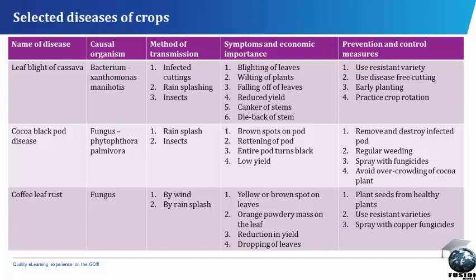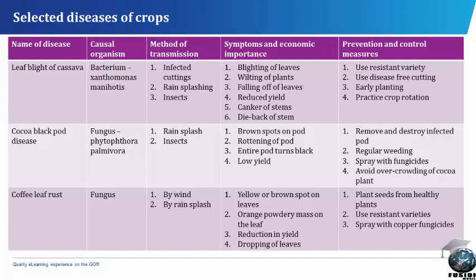7. Leaf blight of cassava. Causal organism: bacterium Xanthomonas manihotis. Method of transmission: infected cuttings, rain splashing, insects. Symptoms and economic importance: blighting of leaves, wilting of plants, falling off of leaves, reduced yield, canker of stems, dieback of stems. Prevention and control measures: use resistant variety, use disease-free cuttings, early planting, practice crop rotation.